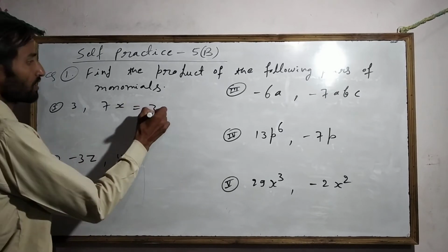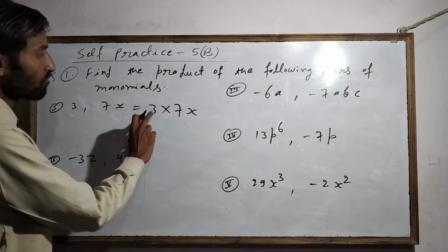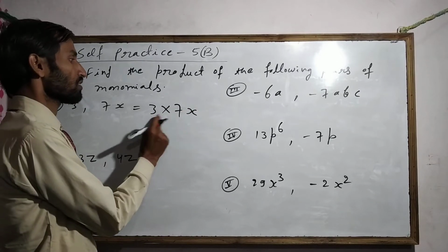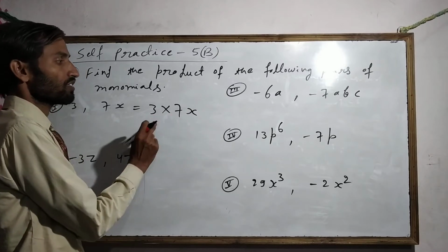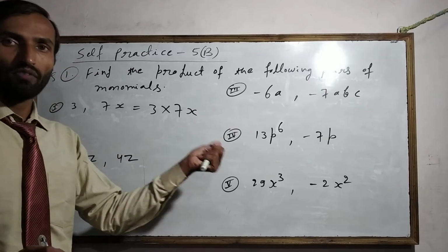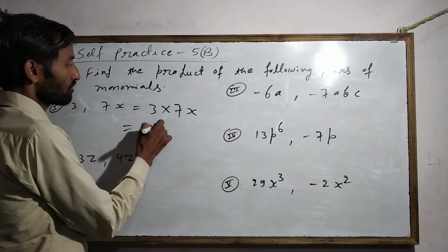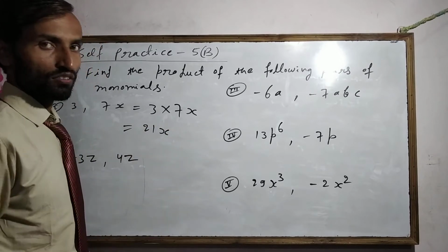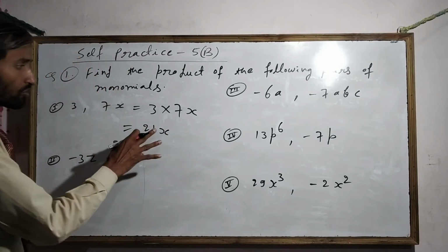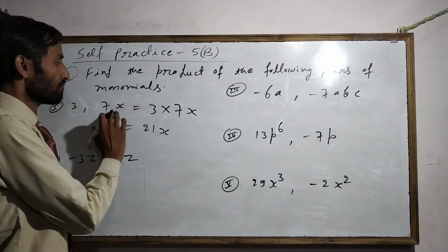So 3 into 7x, you put a multiplication sign here, and then you multiply number to number, the integer with whatever number is given, and the variable will come the same as it is. So 7 threes are 21, so the final answer is 21x. There will be no change in the x; it will be the same as given previously.